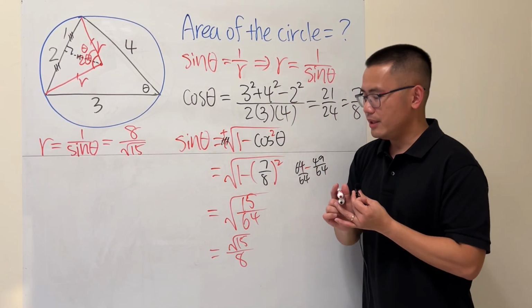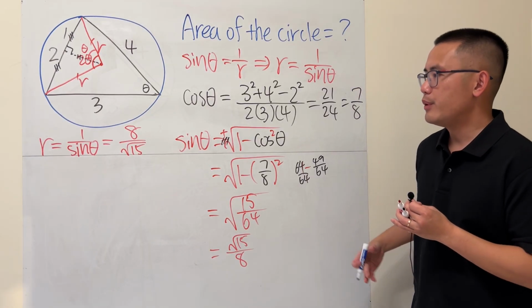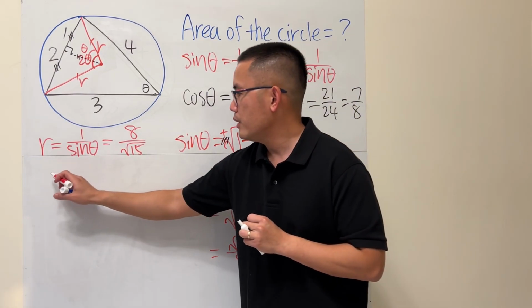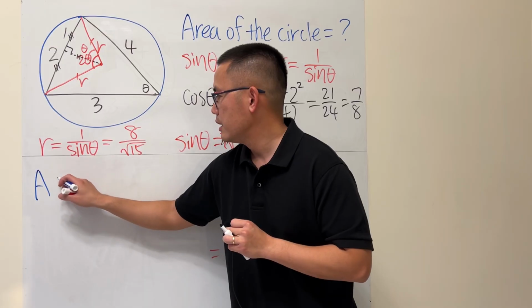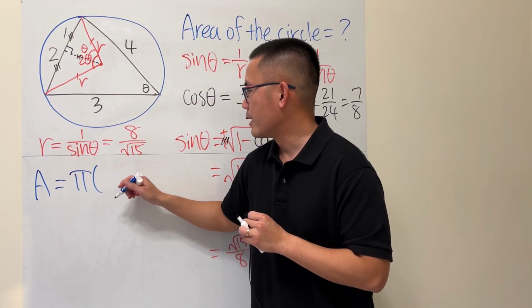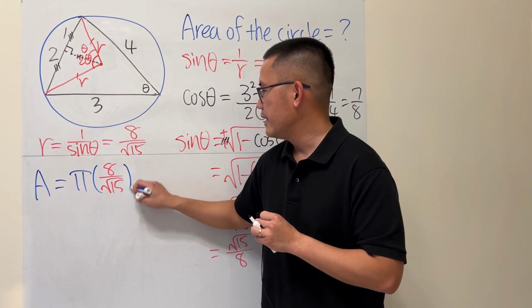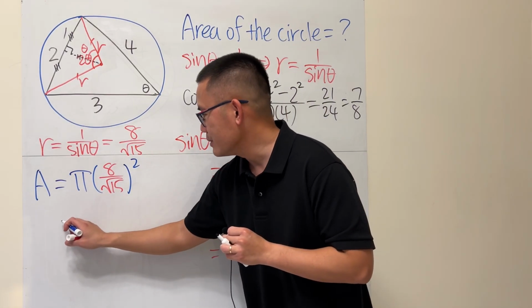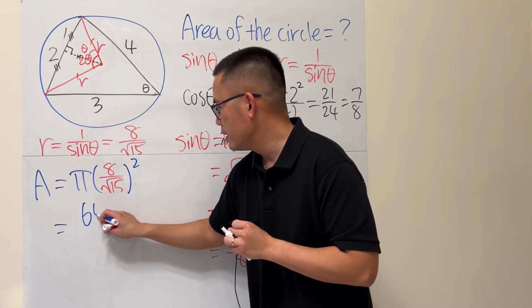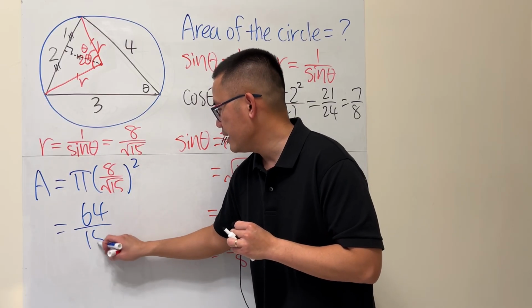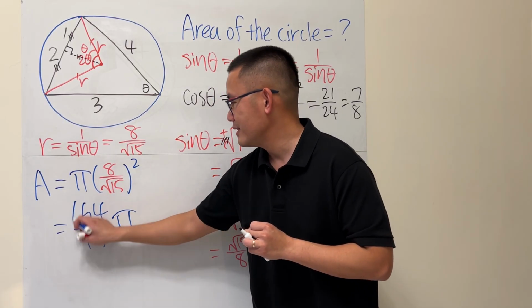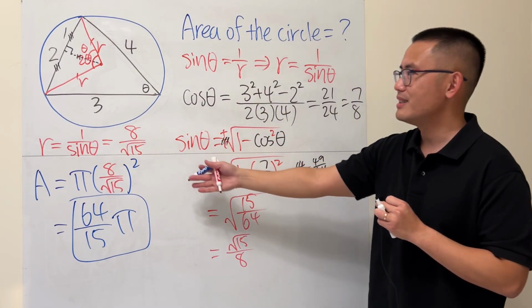And to answer the original question, to find the area of the circle, we just need pi times r squared, which is 8 over square root of 15, and then square that. Work that out, we'll get 64 over 15, and then let's put a pi next to it. And that will be the answer of this right here.